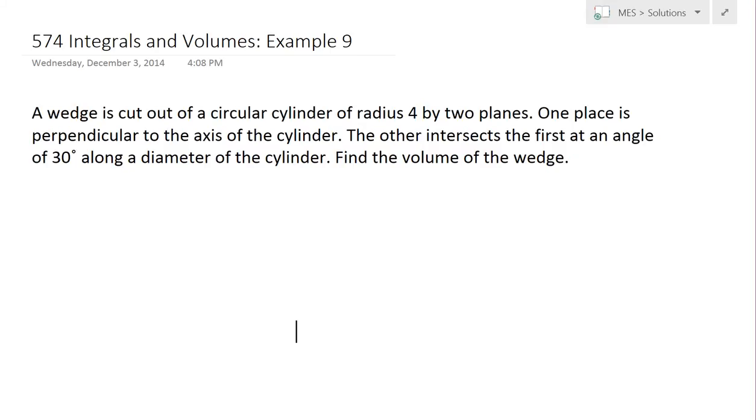It's time for the math easy solution. We're going to discuss another video on integrals and volumes, and now look at example 9 of the example series.